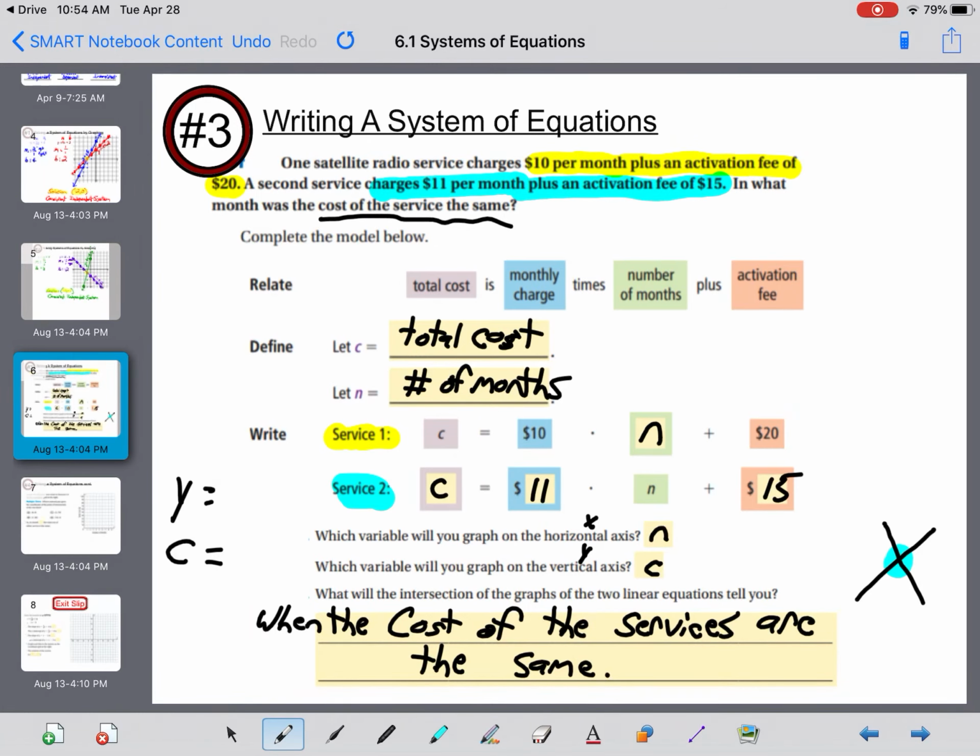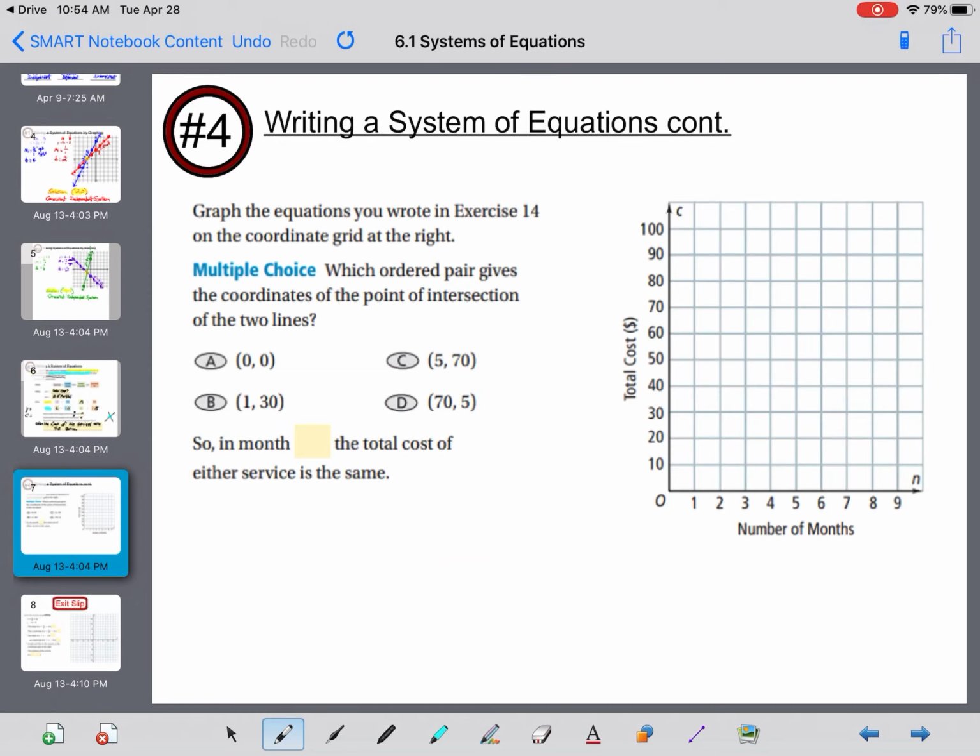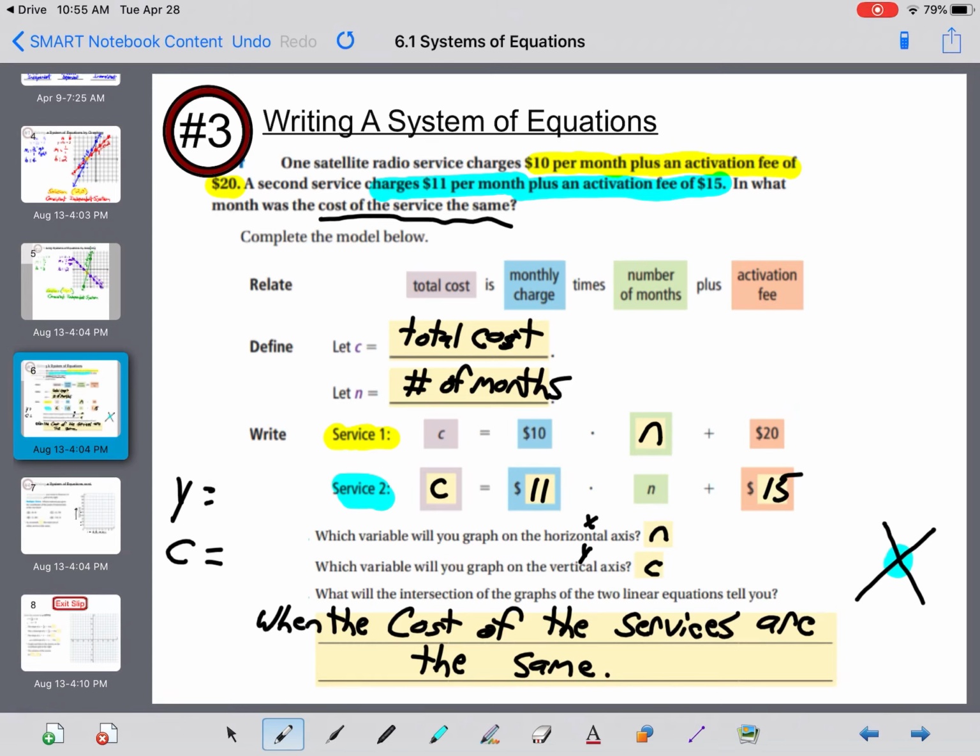Okay, so we're going to graph these two on the next page. Graph the equations we wrote in exercise 14 on the grid on the right. Which ordered pair gives us the point of intersection of the two lines? If we notice, the total cost is going up by $10, right? 10, 20, 30, 40, 50, and so on. The x-axis, or the number of months, is going up by 1 each time. 1 month, 2 months, 3 months, 4 months, etc.